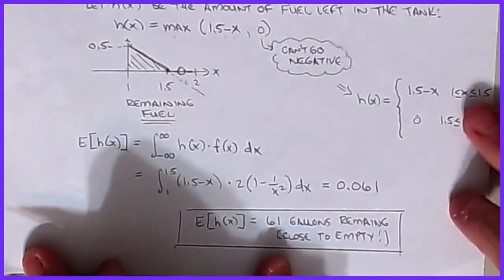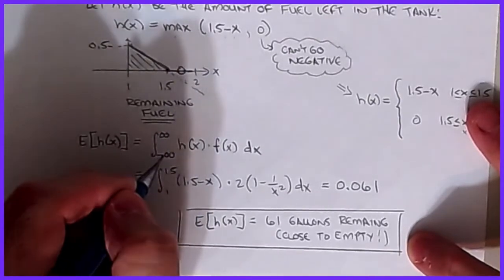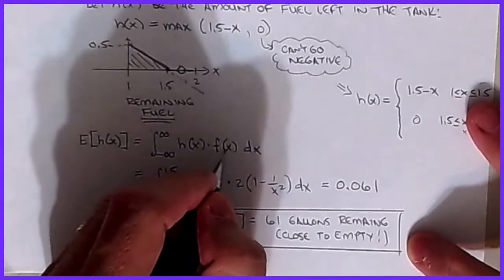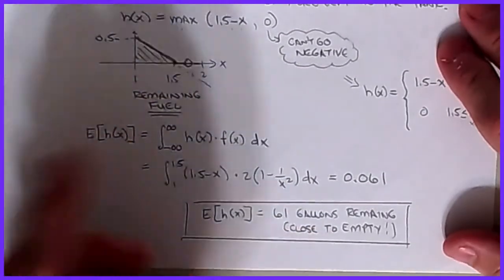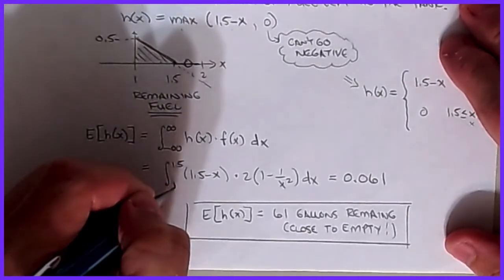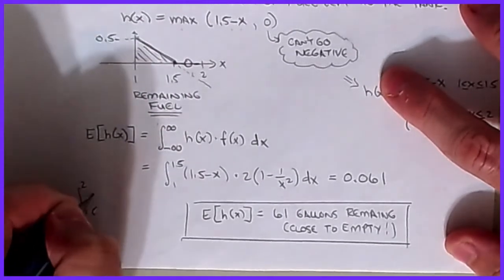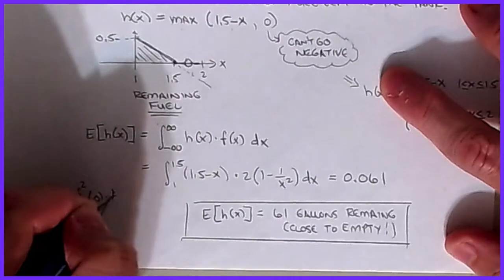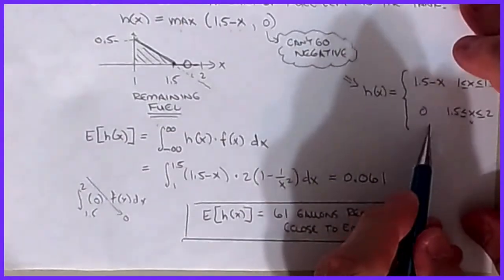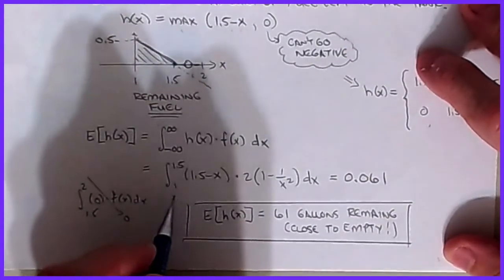So the expected value of the amount that's left, this h of x function, again, we're going to integrate from positive infinity to minus infinity. Look at that, I got it right that time. It's going to be h of x times f of x dx. If I chop off all of the pieces, the only piece that survives is 1.5 to 1, because the integral from 2 to 1.5 is going to have a 0 for h of x multiplied by f of x dx. That piece is going to vanish because of the 0 over here. So the only piece that survives is the integral from 1.5 to 1.